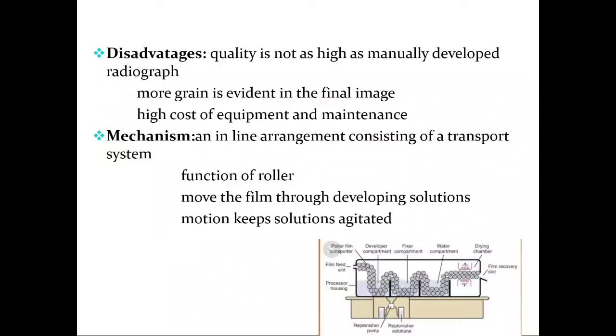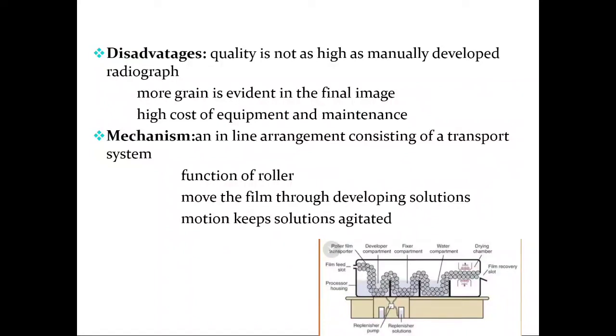To know the mechanism of automatic film processing, you can go through this chapter in White and Farrow itself, where they have explained how the transport system of developing or fixing of the solutions occurs in each solution. How is the film being processed? That all has been mentioned under this mechanism of automatic film processing.